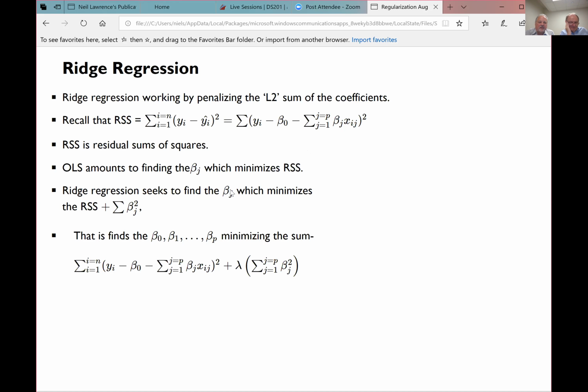Ridge regression says you want to find the beta j which minimizes the loss function plus the sum of the beta j's. I didn't write the lambda there. So ridge regression is to find beta naught through beta p which minimizes your actual loss plus the lambda term. And here, again, as Neil said, you only use the coefficients of the matrix, so you don't regularize the constant term. I'll discuss why in a second.